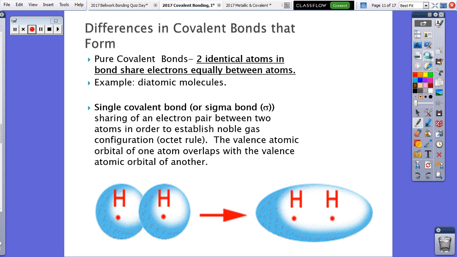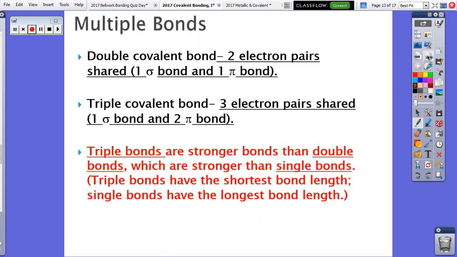So sigma and pi bonds are just areas in space where electrons are shared in a covalent bond. So we're going to make just a little chart just to kind of summarize what you're going to see in multiple bonds. So in a single bond, we have two pairs of electrons being shared. A single bond only has one sigma bond in it, one area of space where electrons are shared.